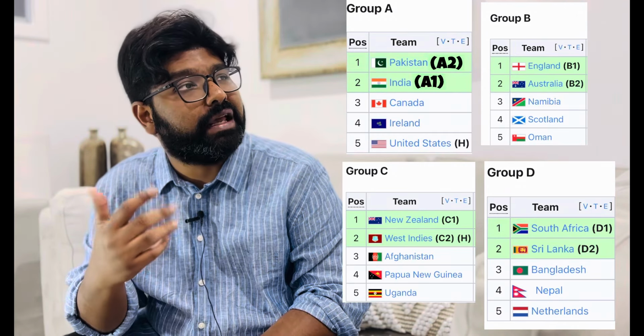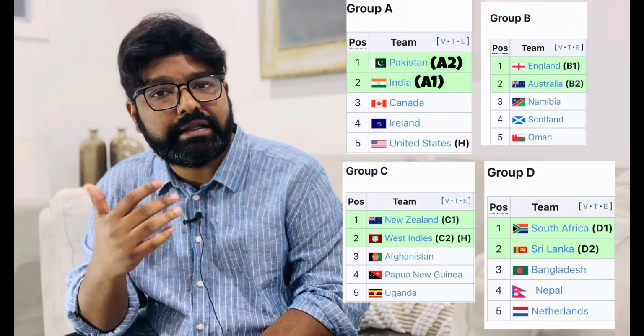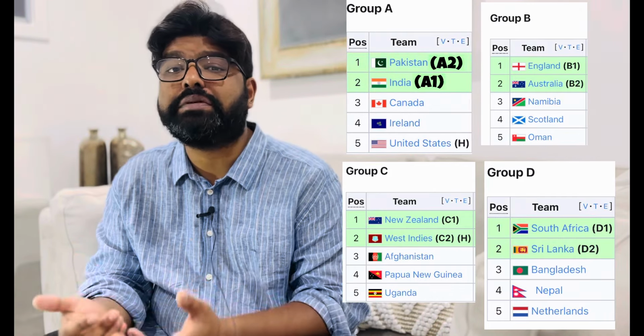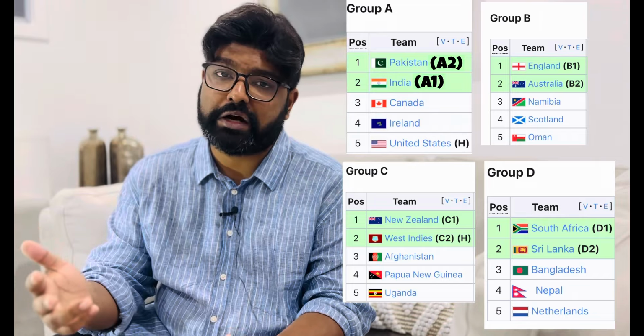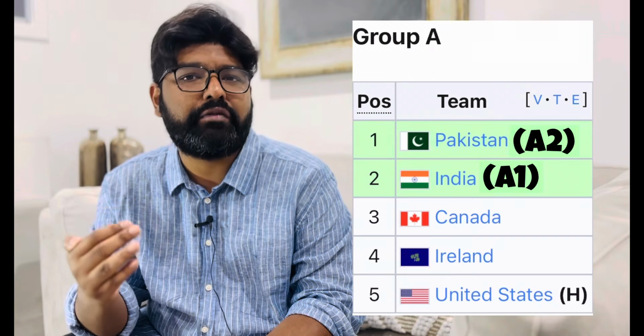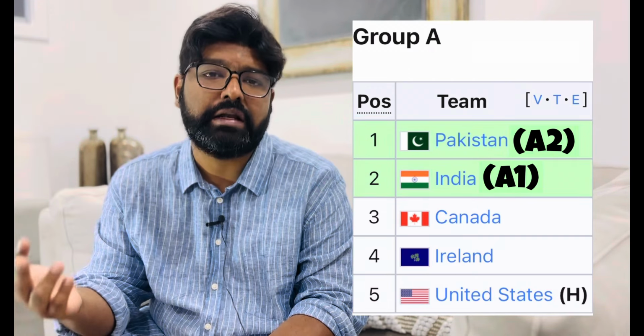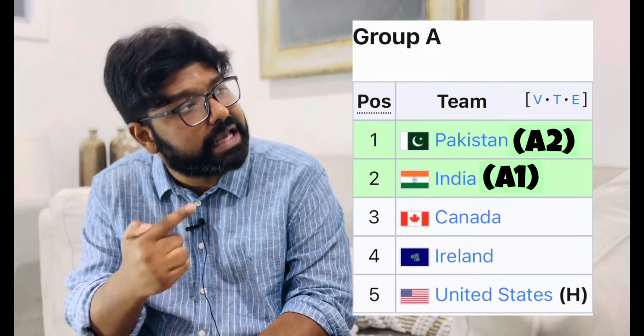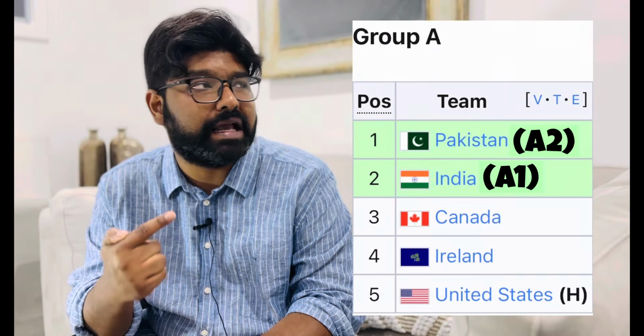Group B, it's England and Australia, and the other 2 groups are also seeded, which means if these teams are to qualify for the next round, they will go as their seedings. For example, if India qualifies, doesn't matter whether Pakistan is a group champion, tops India in the group, India will still qualify as A1 and Pakistan as A2.